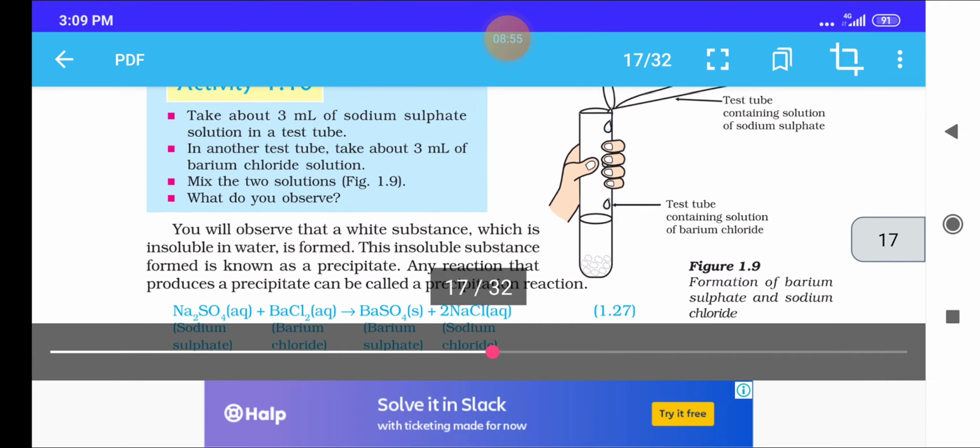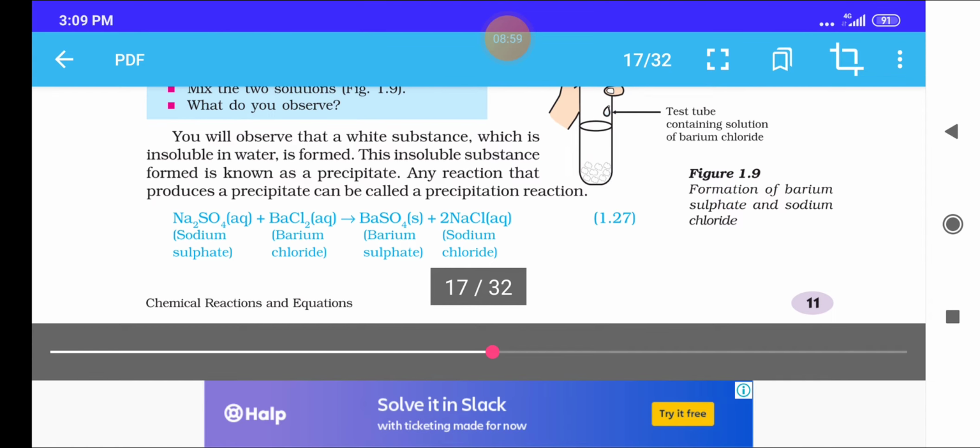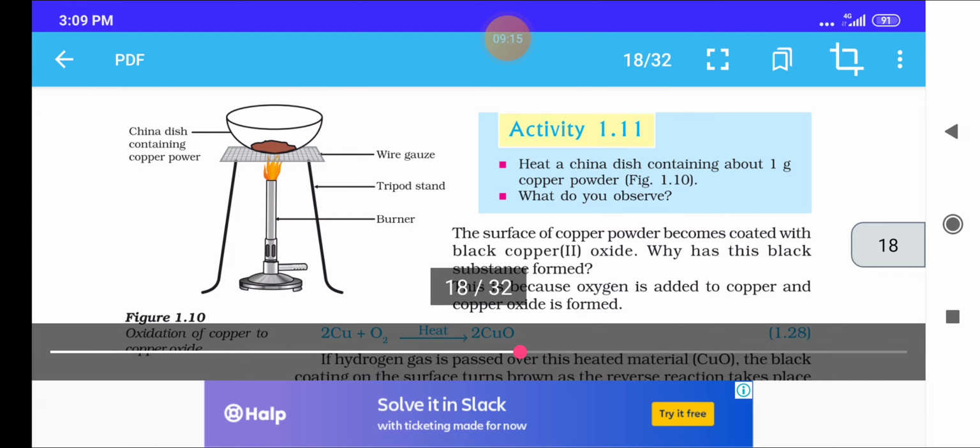What is a double displacement reaction? In this, sodium will displace the barium and barium will displace the sodium. Both metals will displace each other, and this is also known as a precipitation reaction, and white precipitates will be formed. And what is the oxidation reduction reaction?